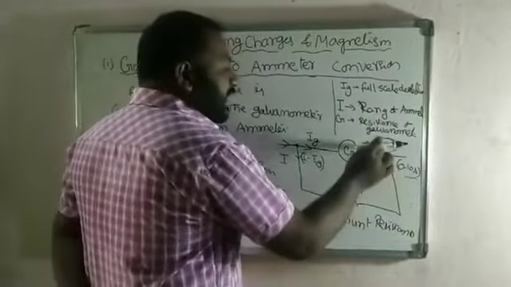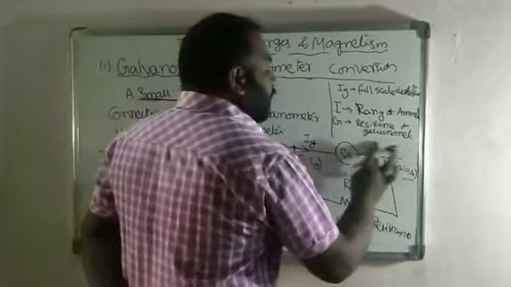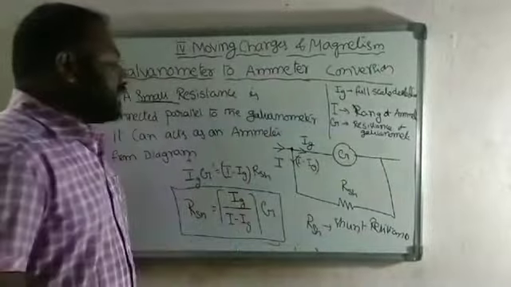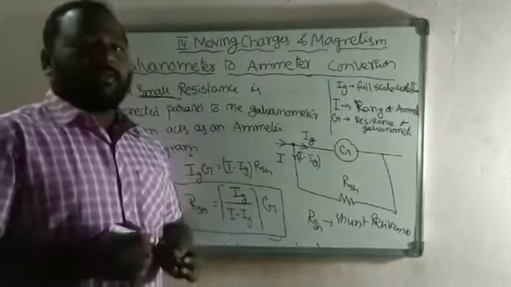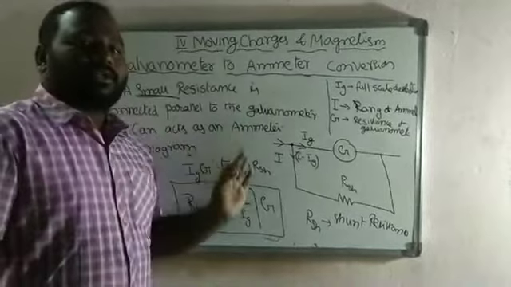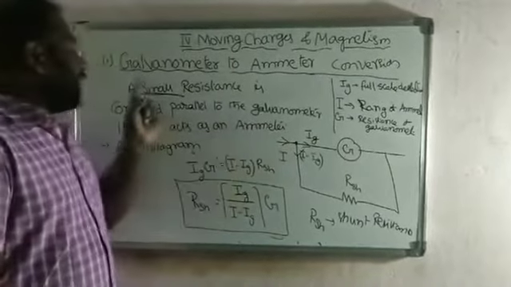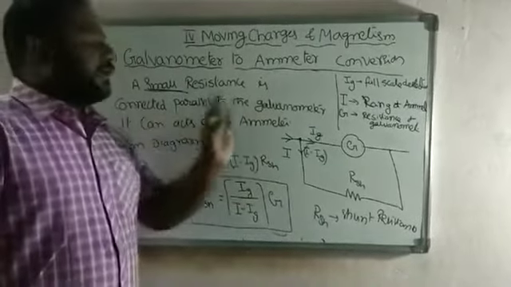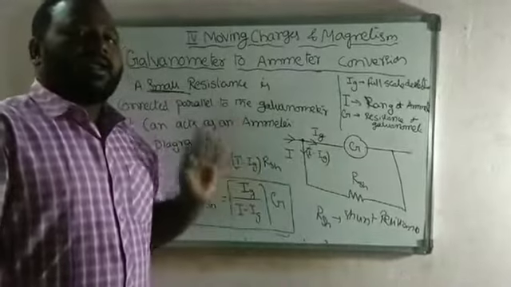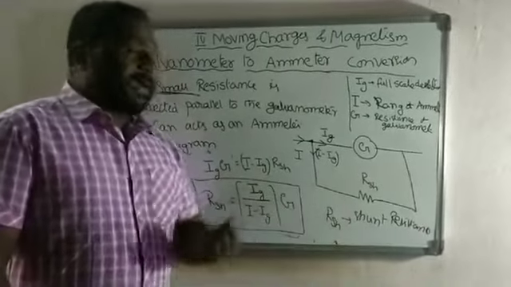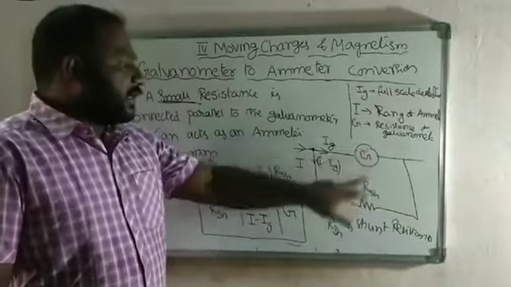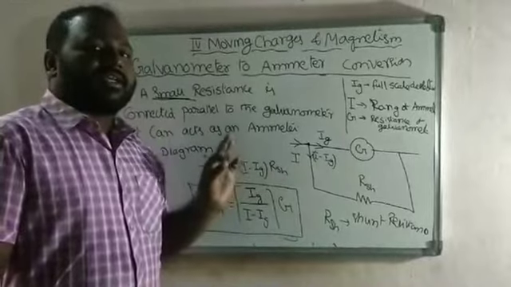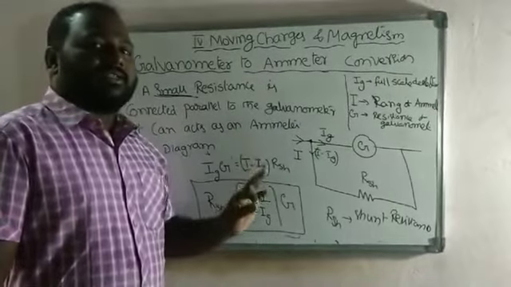This is the range and this is the full scale deflection. Based on the range and full scale deflection, we find how much resistance is connected in parallel to the galvanometer. So what is the procedure to convert a galvanometer into an ammeter? A small resistance is connected parallel to the galvanometer, then it acts as an ammeter. How do we calculate that parallel resistance? The galvanometer and the parallel resistance are both in parallel, and whenever two elements are in parallel, the voltage across the two elements is the same.